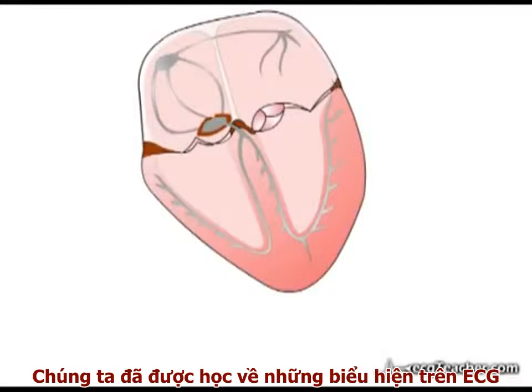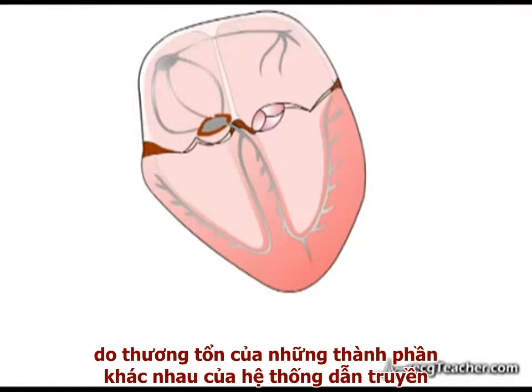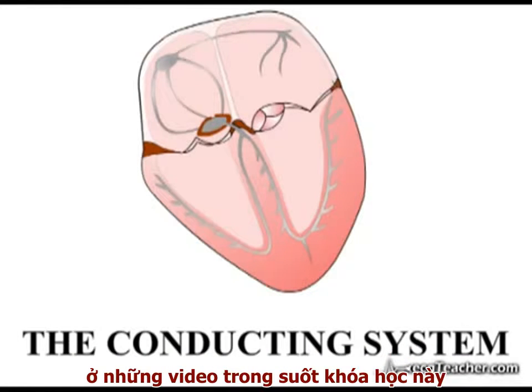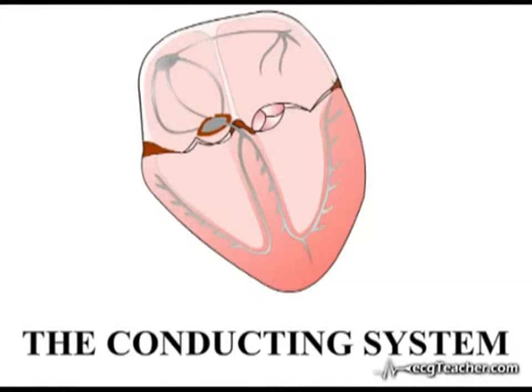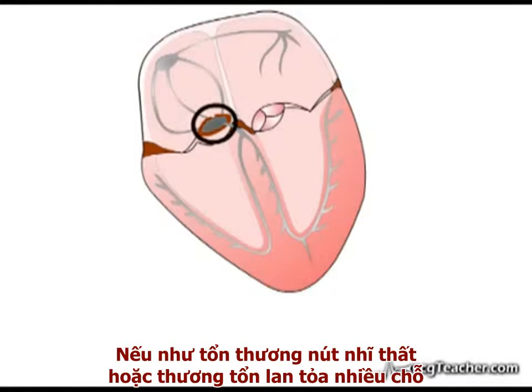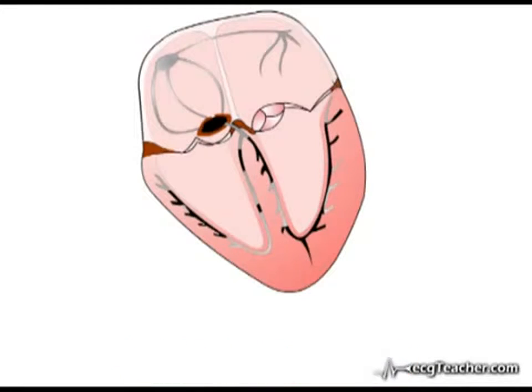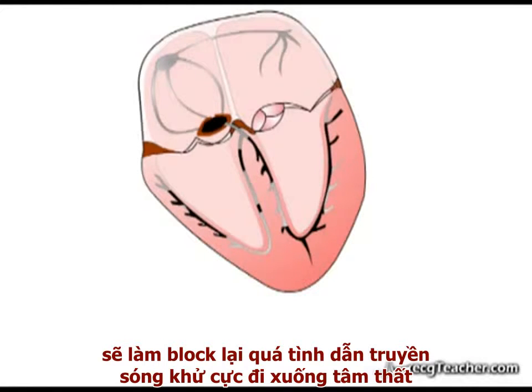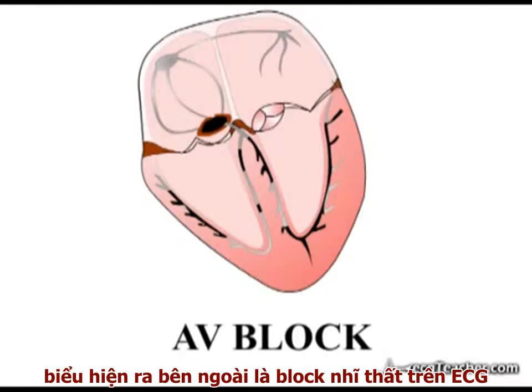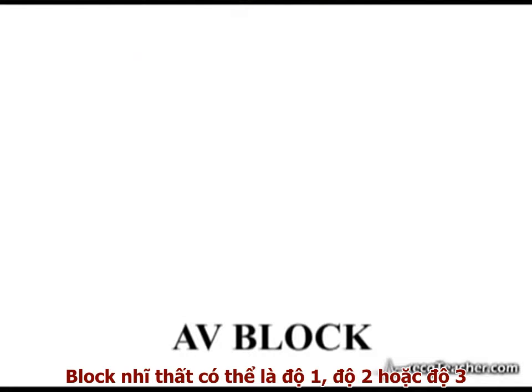We have studied the ECG manifestations resulting from damage to different components of the conducting system in videos spread throughout this course. We will now briefly review the ECG diagnosis of conducting system abnormalities. Damage to the AV node or diffuse damage to multiple components on the right and left sides of the intraventricular conducting system impairs the transmission of atrial depolarization into the ventricular myocardium, manifesting as AV block on the ECG. AV block may be first, second or third degree.